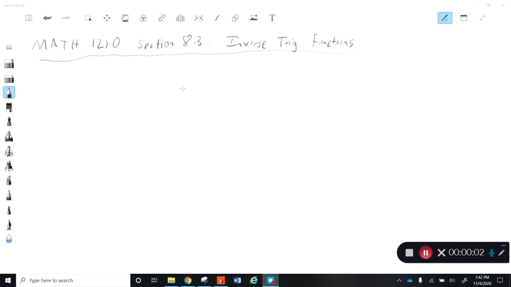All right. So this is section 8.3 for pre-calculus. We've been talking about trigonometric functions, just been looking at the graphs of a bunch of different trig functions, but it's time to start looking at combining the idea of trig functions with inverse functions.